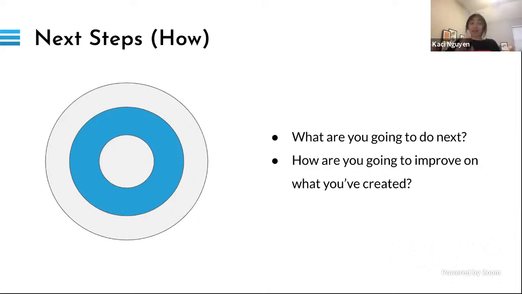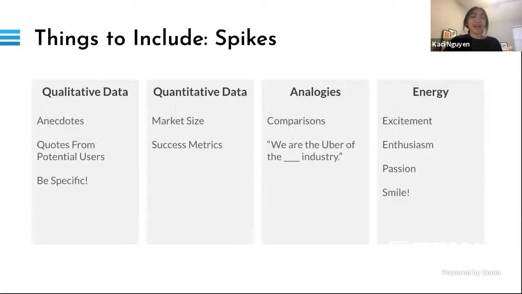And by now we've kind of covered all three rings. But to add that extra oomph, or add some differentiation, there's something called spikes. And these spikes are different things you can do to make sure that your team stands out amongst other teams. And there are 4 things you can do to add those extra layers and add those bonus points per se. And that's just including qualitative and quantitative data, analogies, and then energy.